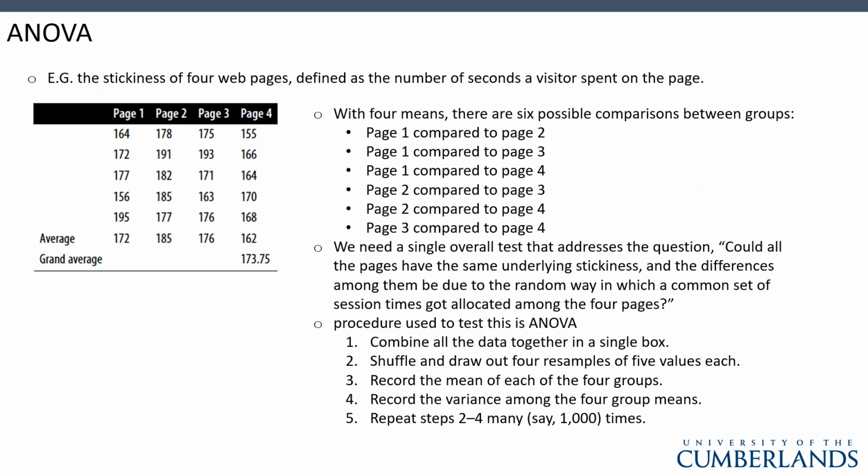And this is the example of stickiness for web pages, defined as the number of seconds a visitor spent on a page. So you can just kind of go through here and see what the 4 means are, what the average is, what the grand average is, and all the information. So just make sure that you definitely pay attention to the ANOVA.